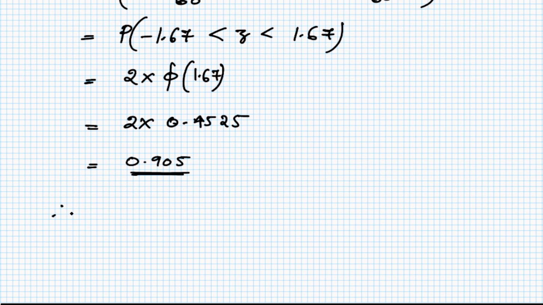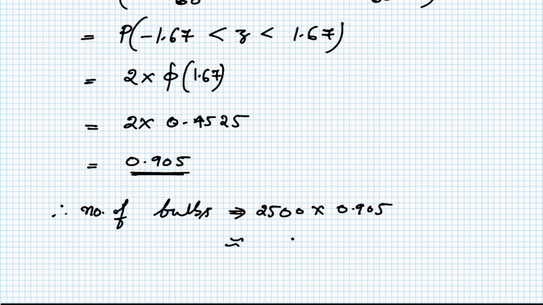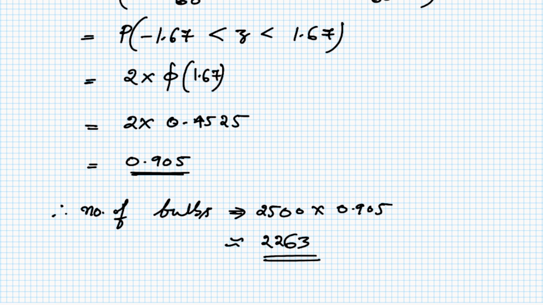Okay, so that comes to be 0.905. So calculate the number of bulbs. Should be 2500 into 0.905, right? Approximately 2263. Okay, 2262.55 or something we get, right? So approximated to this now.